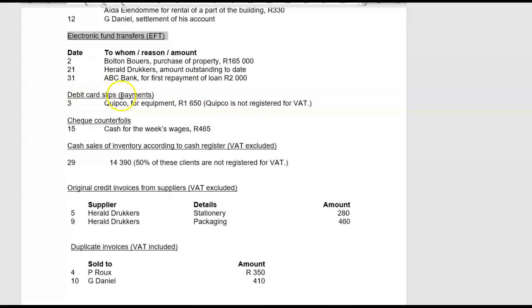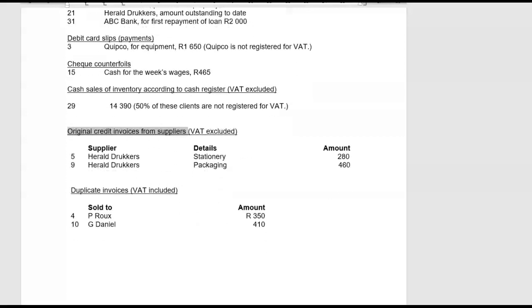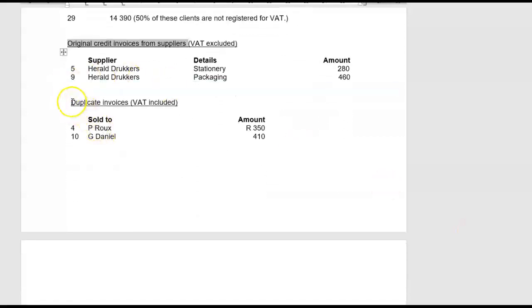Now, here they tell me it is payments. So cash book payments journal. Check counterfoils. We don't use checks anymore, but let's say, for instance, that we did. Check counterfoil, that would have been a cash book payments journal entry. Cash sales, cash book receipts journal. Original credit invoices from suppliers, the creditors journal. Duplicate invoices, that would be our debtors journal.